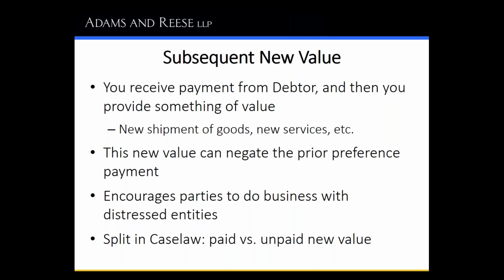But can you include new value that has been paid as part of your defense? So for example, in the preference period, the debtor pays you for a past invoice and you provide a new shipment of widgets. And then they pay you for another invoice and you provide another shipment of widgets, and this continues. Can you use all of those widgets that were provided in the preference period to count for that new value, even though some of them might be paid?